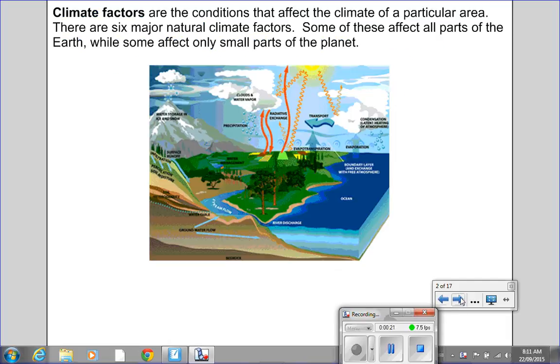Climate factors are the conditions that affect the climate of a particular area. There are 6 major natural climate factors. Some of these affect all parts of the Earth, while some affect only small parts of the planet.